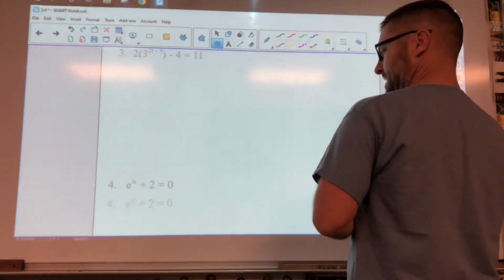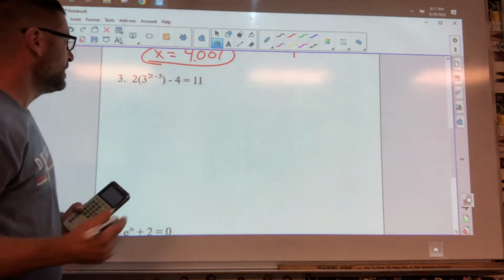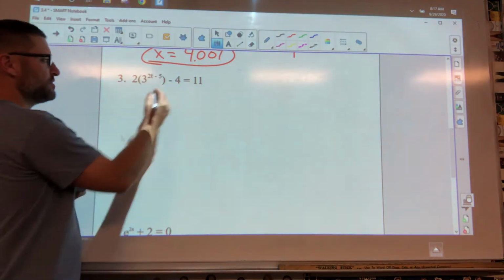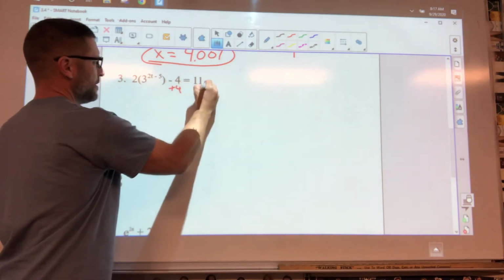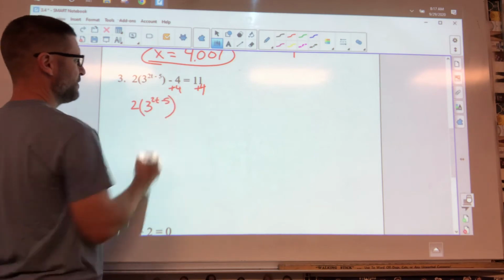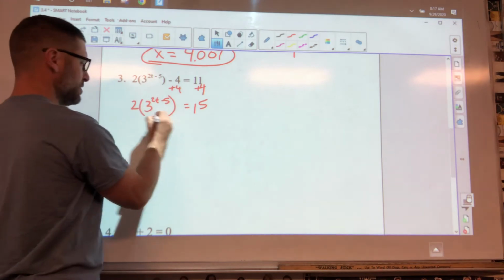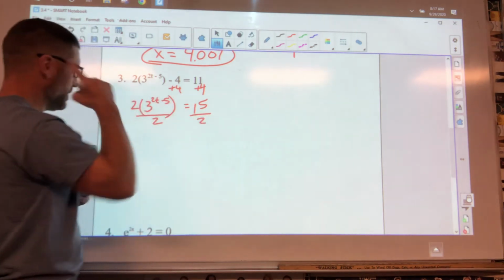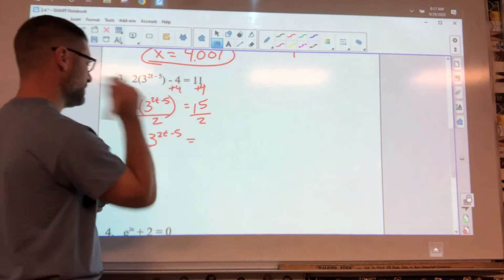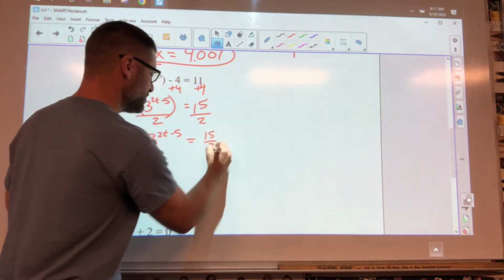Okay, last couple here. We have a little bit harder one to solve algebraically. So again, I have to boil it down to its innermost workings. That's this part right here. So I'm going to add the 4 over. I get 2 parentheses, 3 to the 2t minus 5 equals 15. I'm going to divide by the 2, and I get 3 to the 2t minus 5 equals 15 over 2. I could write that as 7.5, but I'm going to leave it 15 over 2.